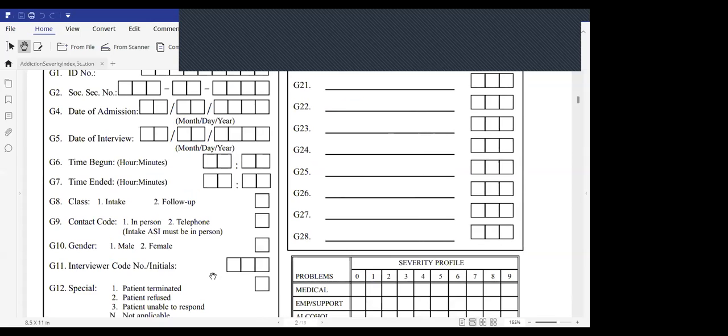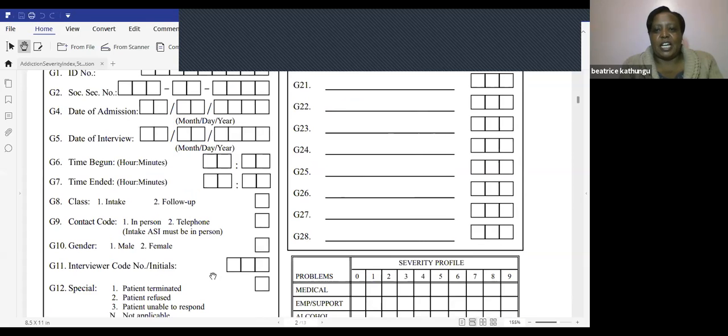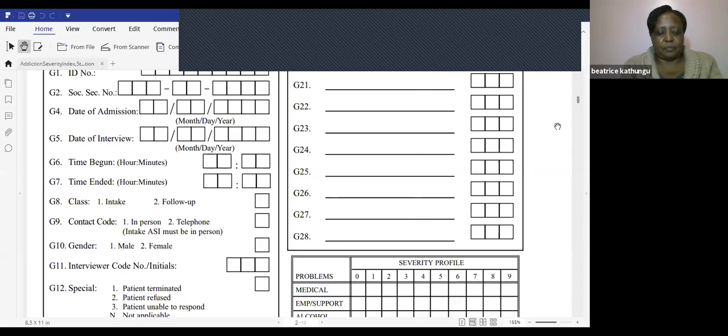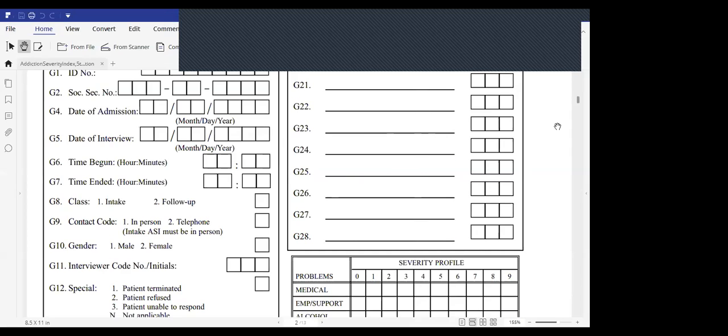Yes, first of all, you tell me who is speaking, and then ask. Yeah, my name is Michael, and my question is, on this G9, it says this ASI must be in person. So why is 2 there? Why then telephone, since it must be in person?